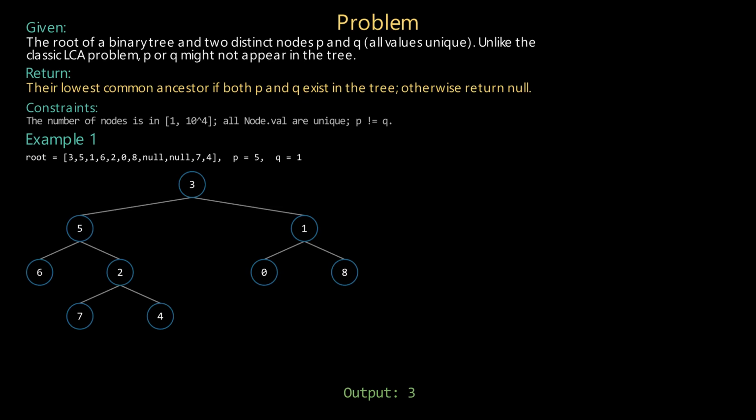Example 1, P is the node with value 5 and Q is the node with value 1. Both are in the tree, under the root 3 in different subtrees, so the lowest common ancestor is 3. Example 2, P is still the node 5, but Q is the value 10, and there is no node 10 in this tree. Because one target is missing, the answer is null, not an LCA inside the tree.